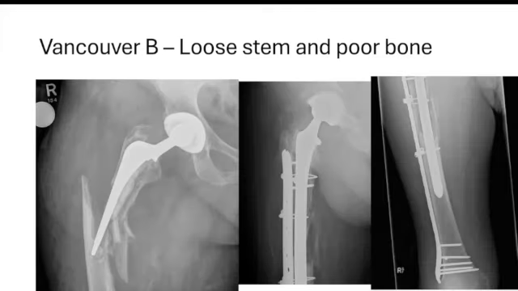And then the third Vancouver B, or B3, is where the stem is loose and the bone around the stem is of poor quality. This is probably what's led to the fracture in the first place. In this case, you need to revise the stem and stabilize it with a plate. They've revised it here with a stem that goes approximately 2 cortical diameters below the main shaft fracture, and then it is stabilized more proximally with the plate, screws, and cable.